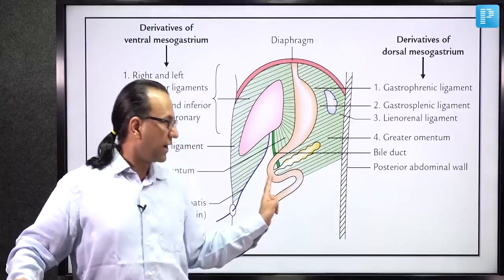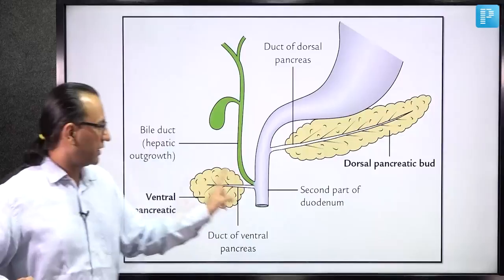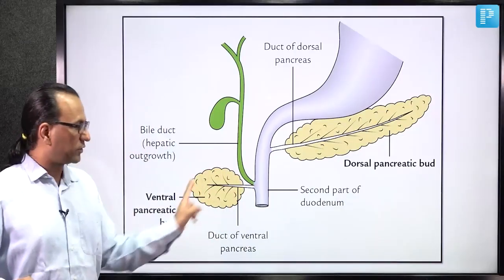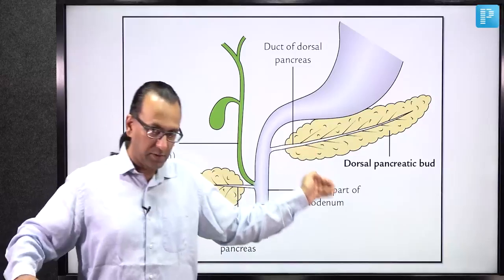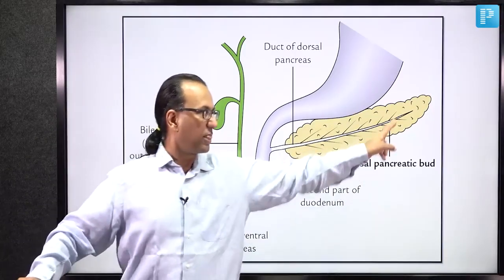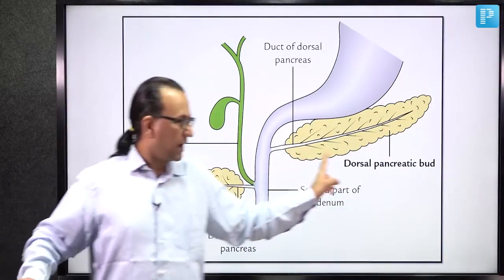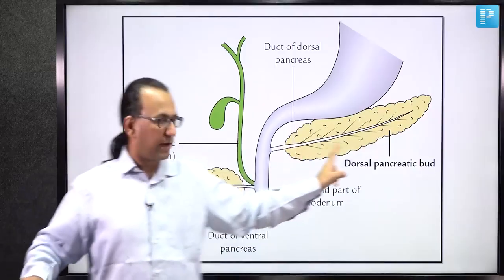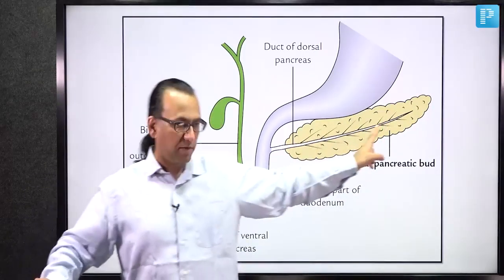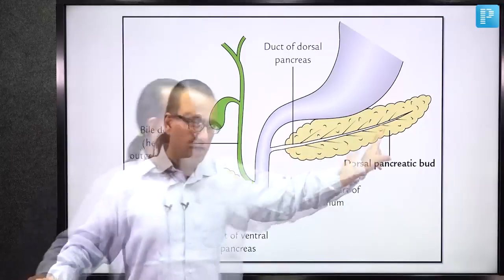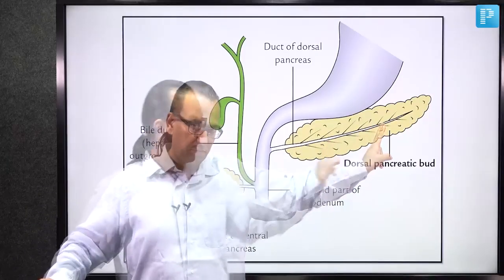Now let us look at the developing pancreas as well. As I suggested, the part of the head and the uncinate process develop in the ventral mesentery and later will be migrating to the dorsal mesentery. Most of the pancreas develops in the dorsal mesentery, and we will see that there is a dorsal pancreatic bud which will form the distal part of the pancreatic duct. You can remember DD, dorsal pancreatic duct, for the distal part of the pancreatic duct.